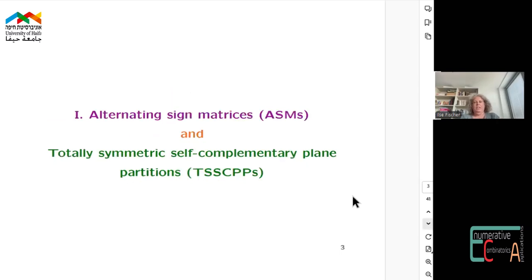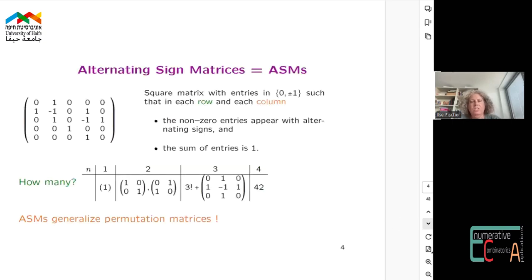Okay, but let me start with a rather old story about alternating sign matrices and totally symmetric self-complementary plane partitions. So what is an alternating sign matrix? An alternating sign matrix is always a square matrix with entries 0, plus 1, and -1, such that in each row and each column, two conditions are fulfilled. So the first is that if you only consider the non-zero entries, then they appear with alternating signs. So ones and -1s alternate, and then the sum of entries is always 1.